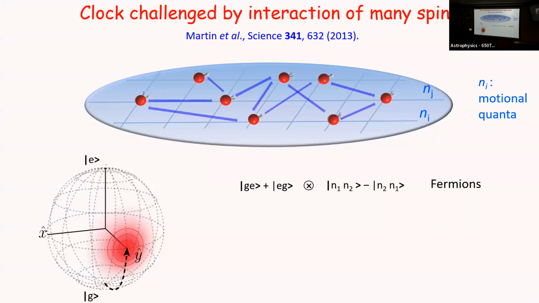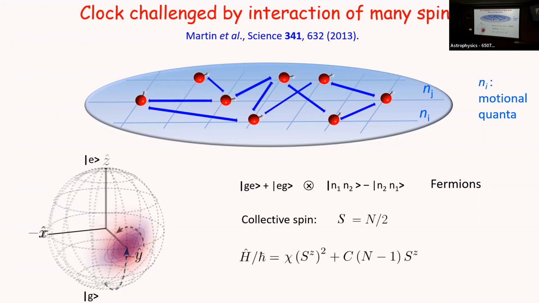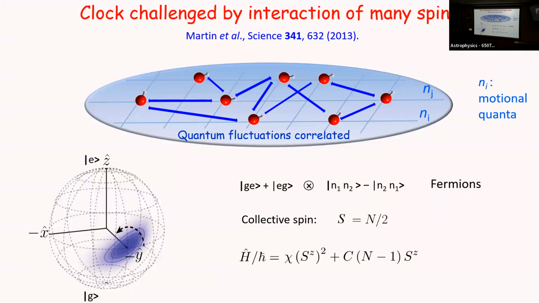So that means you can actually think about this as a collective spin with the total spin being nothing but the total number of atoms times a half. And that's a collective spin. These indices can be removed. And you can start to have Hamiltonians, which is S_z squared, where S_z is the projection of the spin along the z axis of this fictitious clock sphere. And this is what we call single axis twisting. You can use this to study the quantum noise becoming non-classical, indicating these quantum fluctuations of the spins become correlated. This was back 10 years ago.